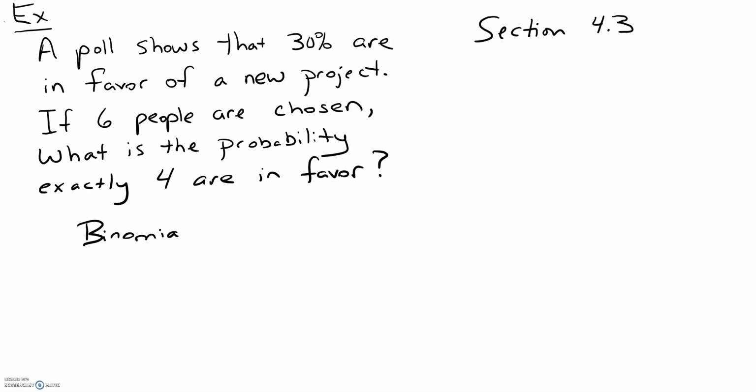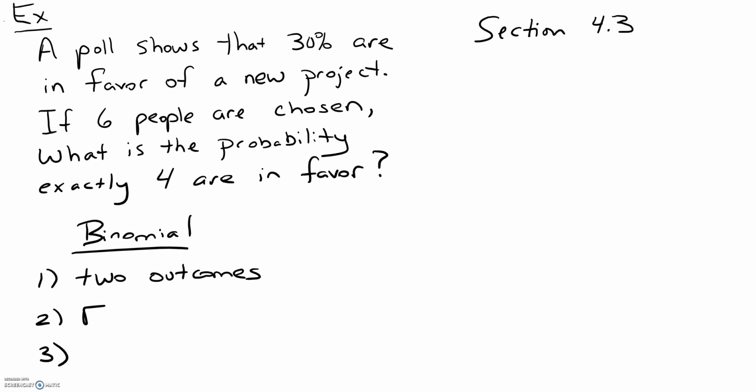In order to be a binomial probability question, we have 3 requirements. You're going to want to become familiar with these. The first one we've already mentioned, that there are 2 possible outcomes. And in this case, you could be in favor of the project or not in favor of the project. The second requirement is that we need a fixed number of trials. Our fixed number of trials here is the 6 people.